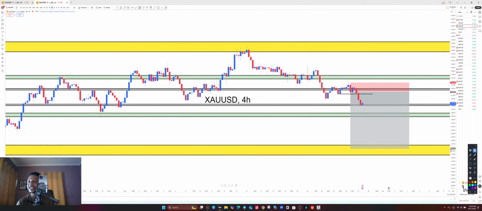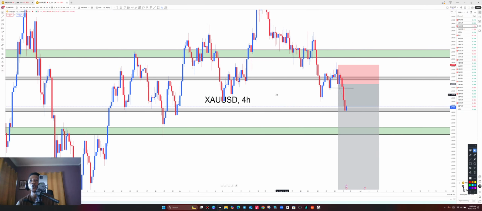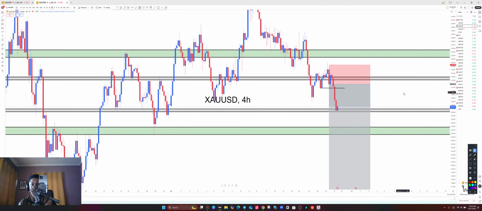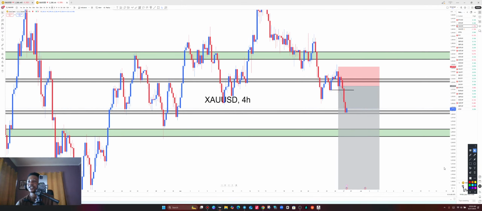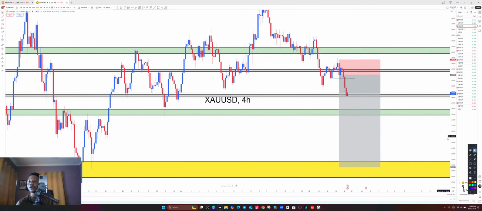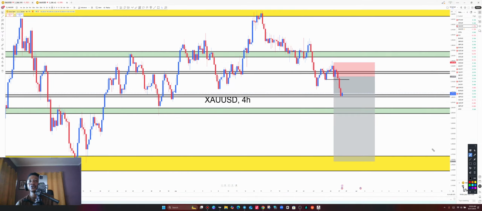Okay, so this is the 4-hour time frame of gold. Now, gold on the 4-hour time frame, let's explain the 4H also. So on the 4H, we have the 4H upper zone. Hold on. We have the 4H upper zone and then the 4H lower zone over here.